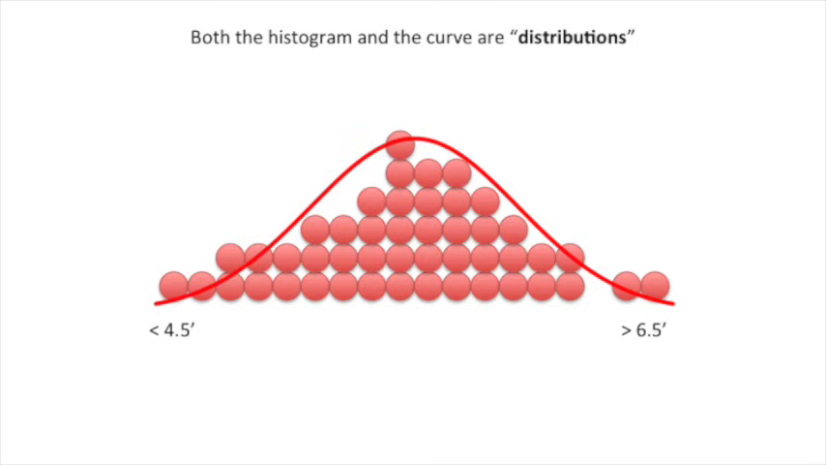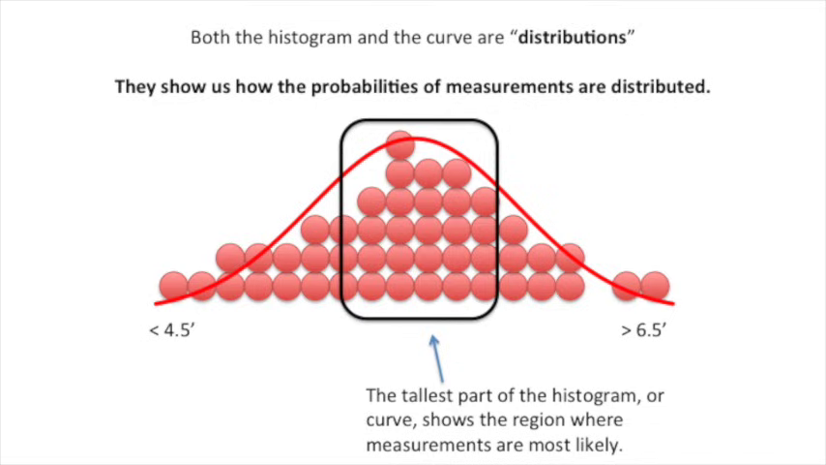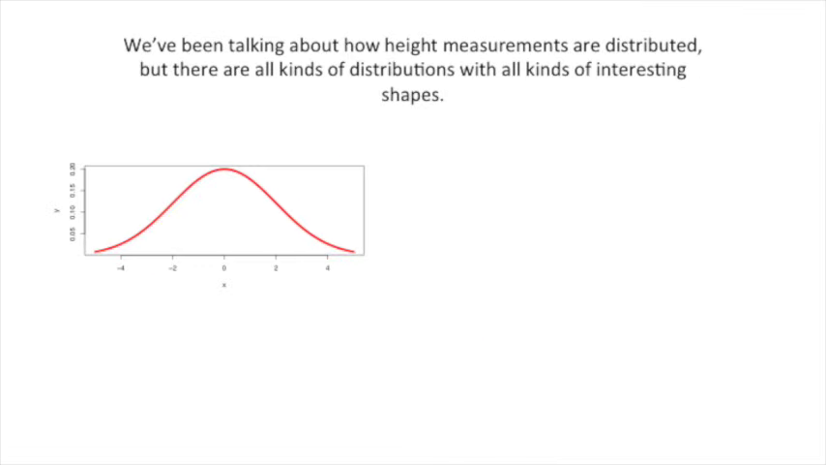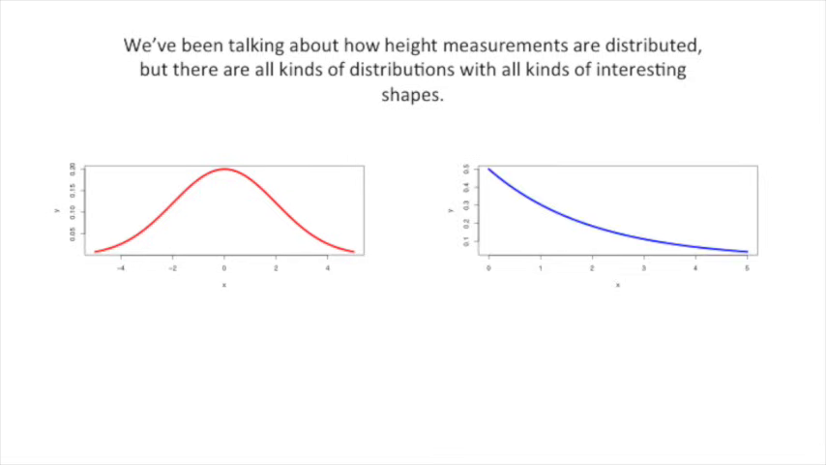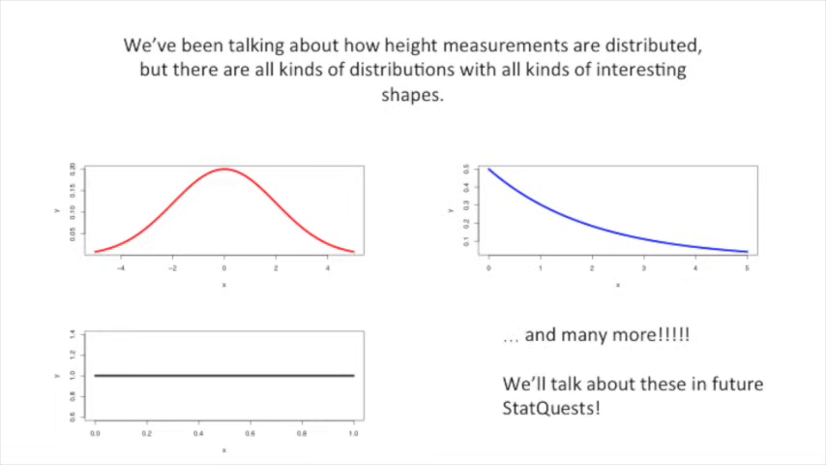Both the histogram and the curve are distributions. They show us how the probabilities of measurements are distributed. The tallest part of the histogram, or curve, shows the region where measurements are most likely. The low parts of the histogram, or curve, show where measurements are less likely. We've been talking about how height measurements are distributed, but there are all kinds of distributions with all kinds of interesting shapes. We'll talk about these in future StatQuests.